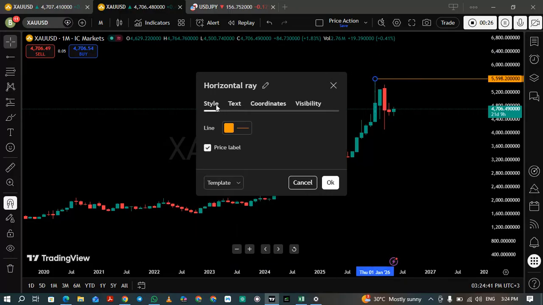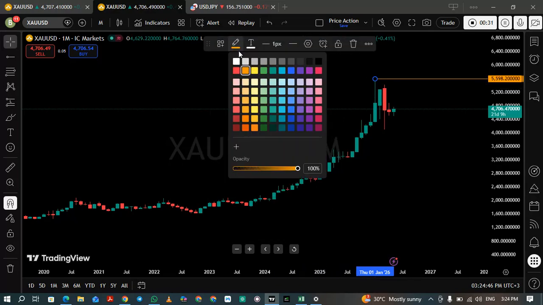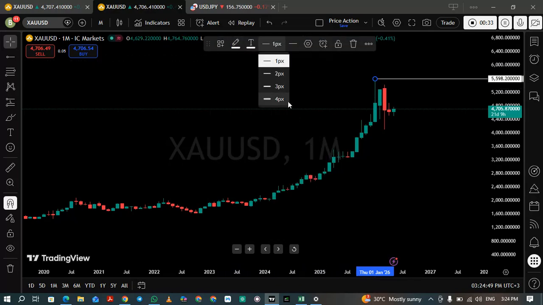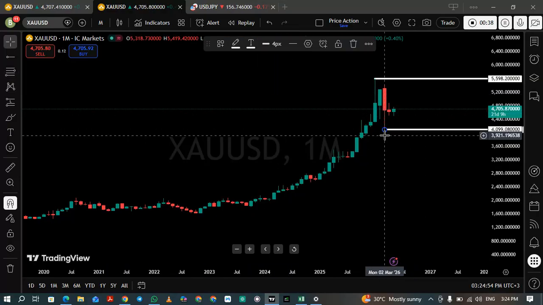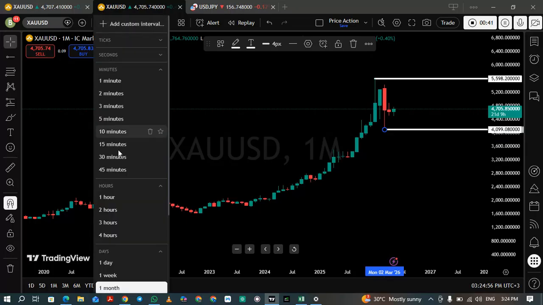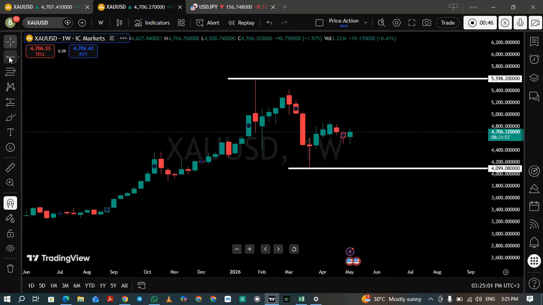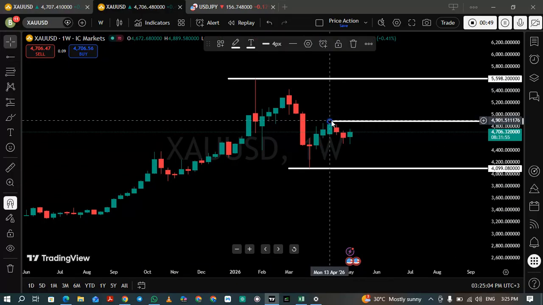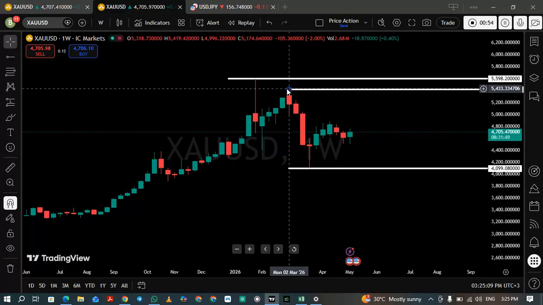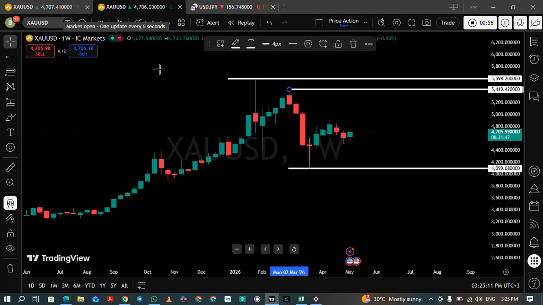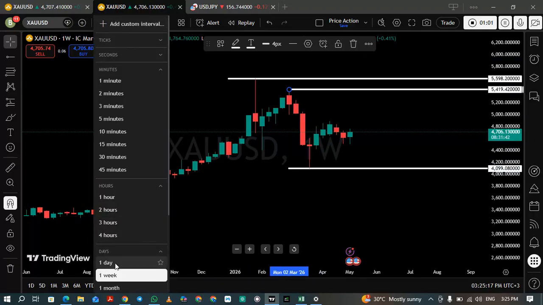So these are monthly. These are monthly resistance there. We have our monthly support here. Jump down to the weekly. Weekly, we have a weekly support there. Weekly support there. Our weekly resistance, weekly support. Jump down to the daily.